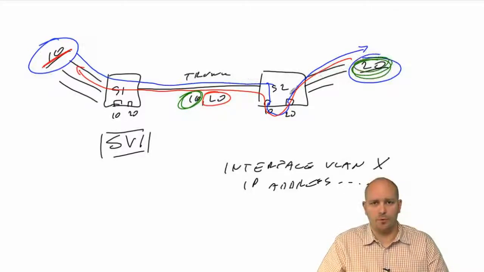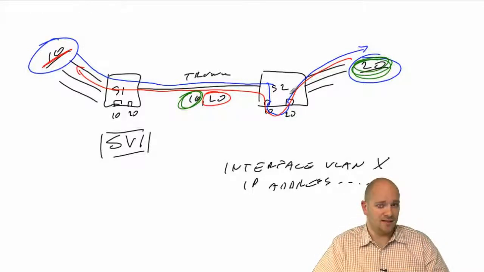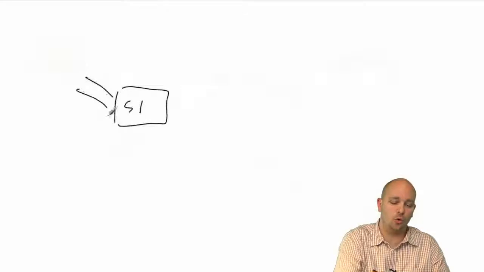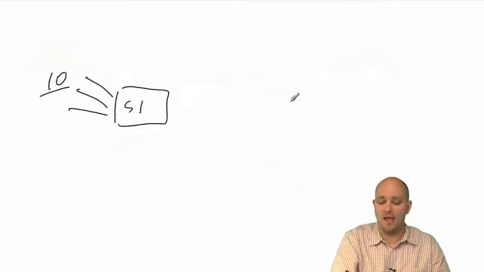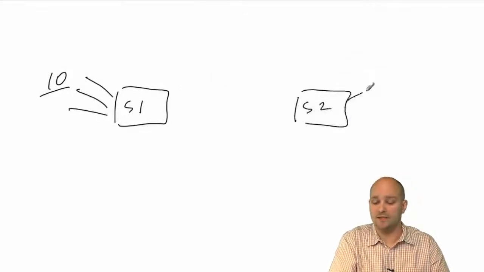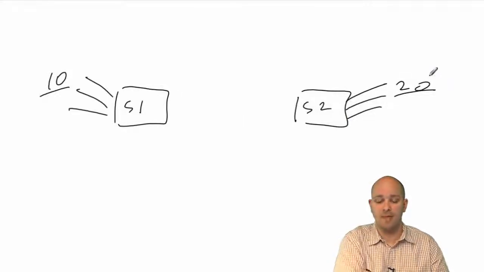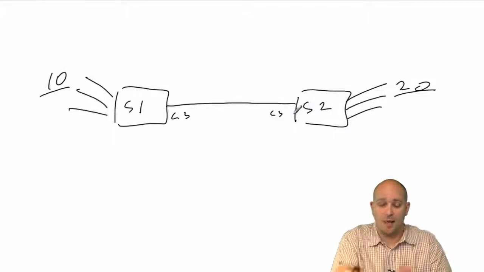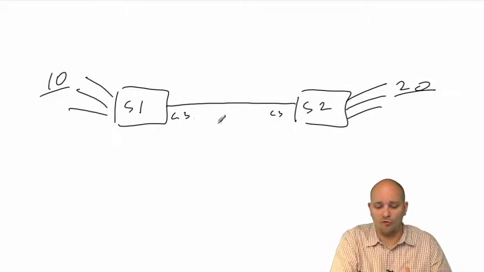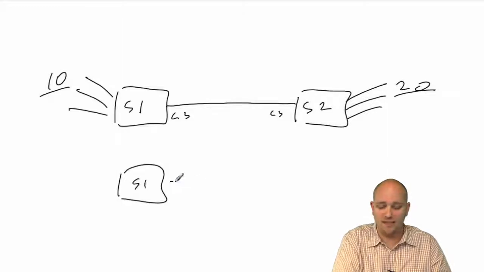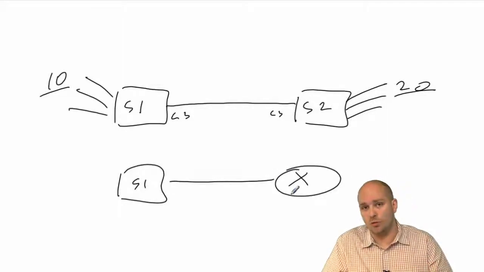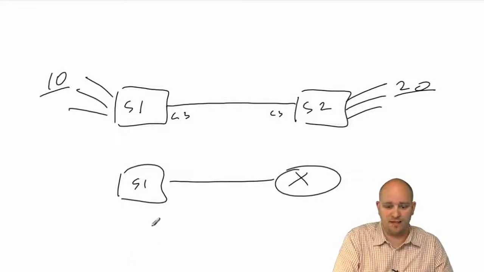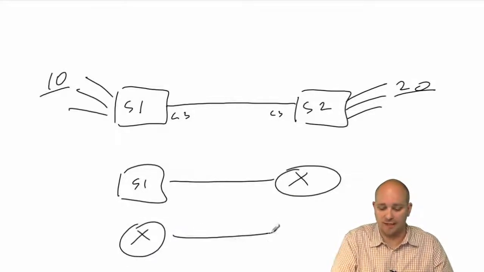There is another approach that could be used in this case. This other approach is to use layer 3 ports. So we could have switch 1 that has all ports here in VLAN 10, and we could have switch 2 that has all ports in VLAN 20. And we could interconnect them with a simple layer 3 connection. Now, the way switch 1 sees this is as if switch 2 was a router. From switch 2's perspective, it looks pretty much like this.